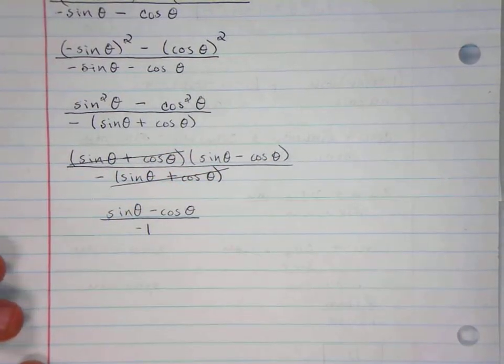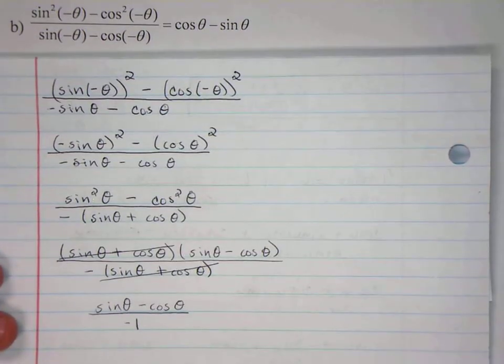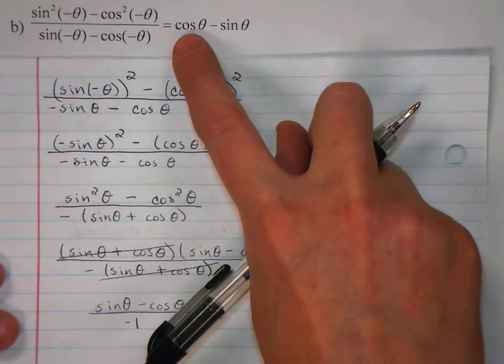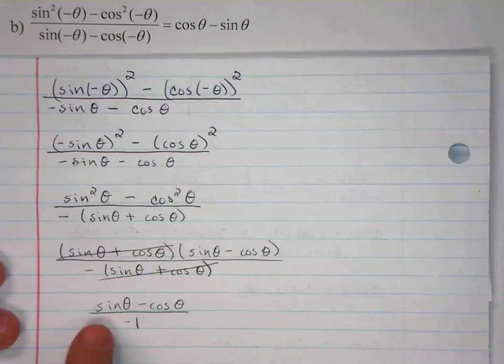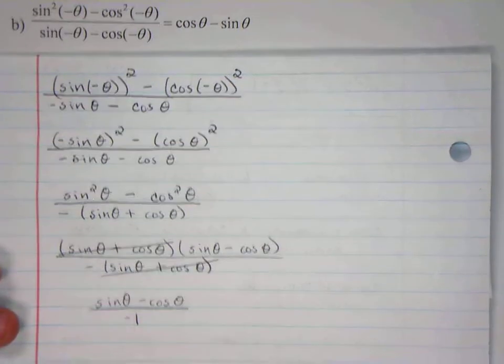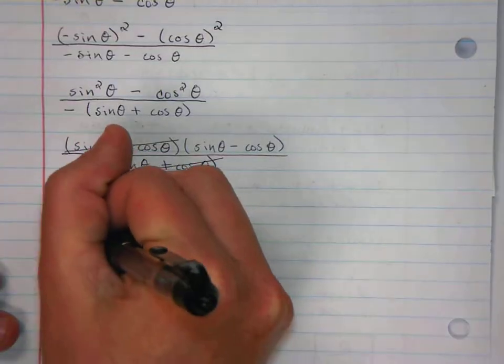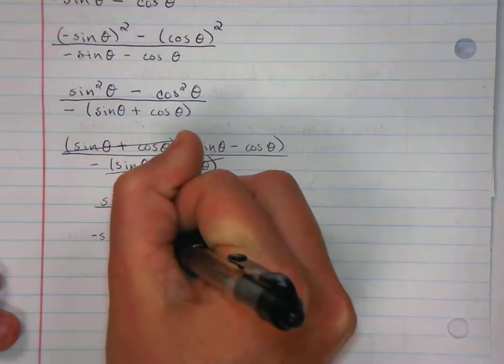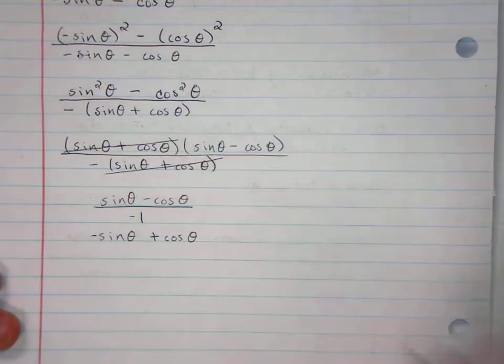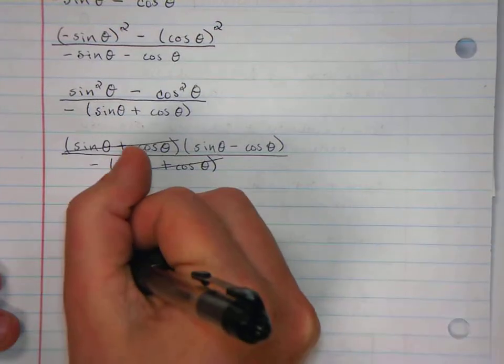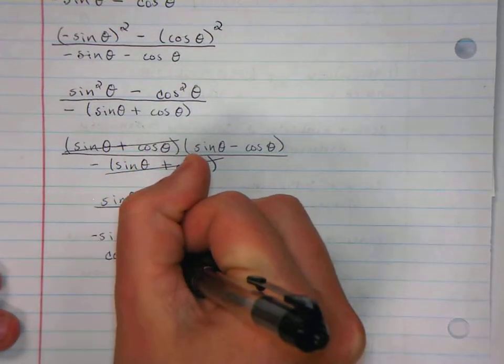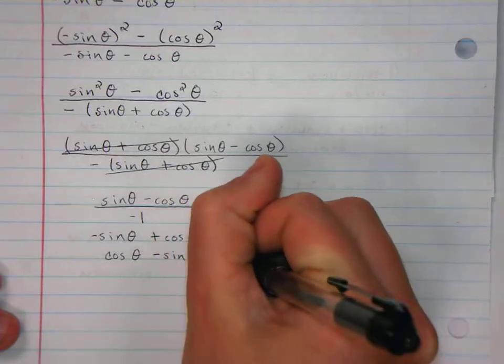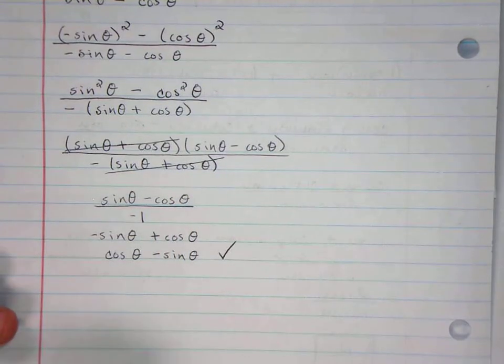Well, remind yourself what our end goal is. We're trying to prove that this actually equals cosine minus sine. Notice we're not exactly there yet, but if I did take this negative and divide it into each one of these pieces, I would get negative sine theta plus cosine theta. And if you needed to, rearrange it, cosine minus sine. And that's what we wanted.